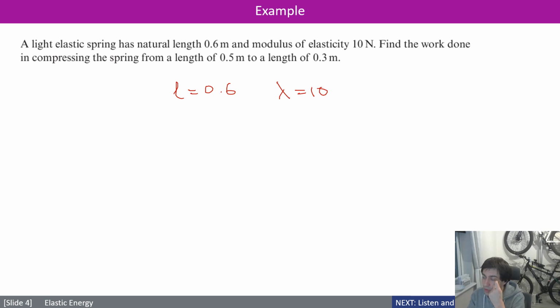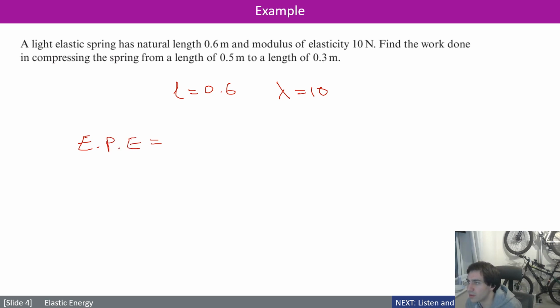So remember, the work done to compress it, because that work is not going to be used for anything else, you're not lifting a mass attached to it, for instance, that work done is going to be entirely transferred to elastic potential energy. So this is equivalent to just finding the EPE. They're not always going to be equal, but in this specific case they will be, because there's nothing else for that work to transfer to. It's only being transferred to elastic potential energy.